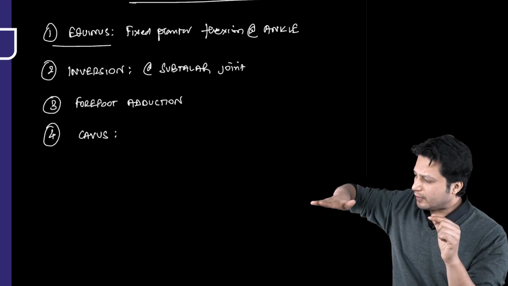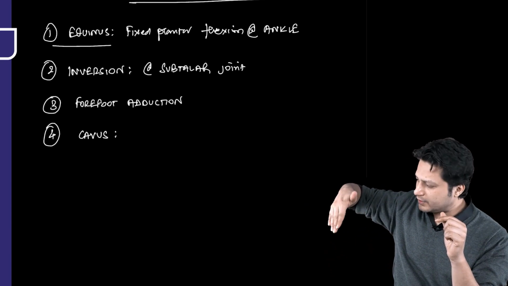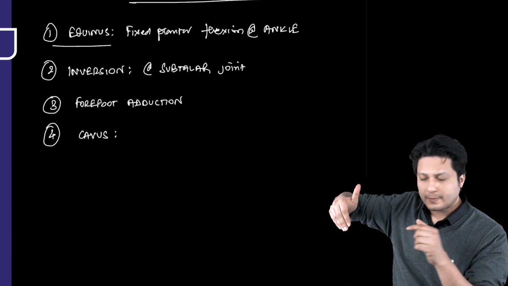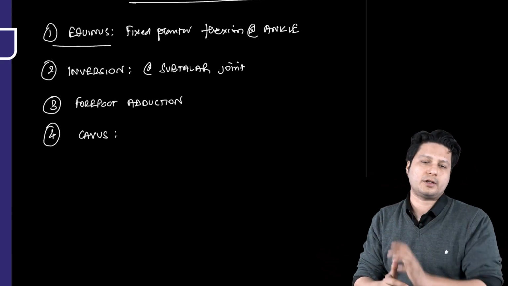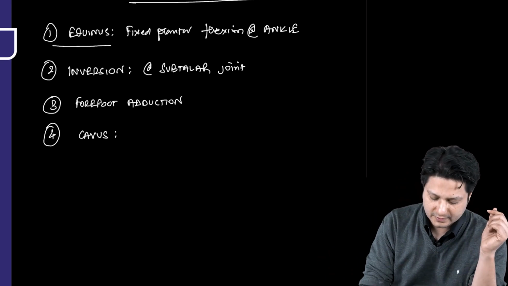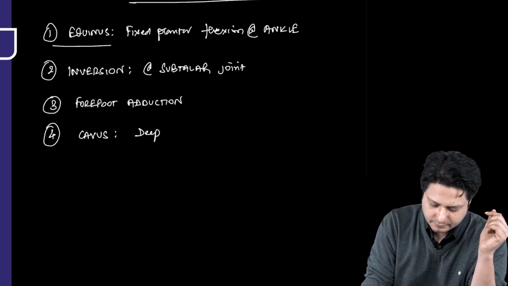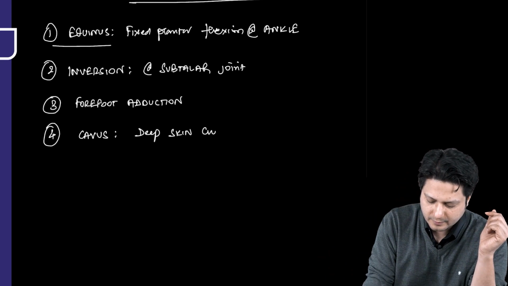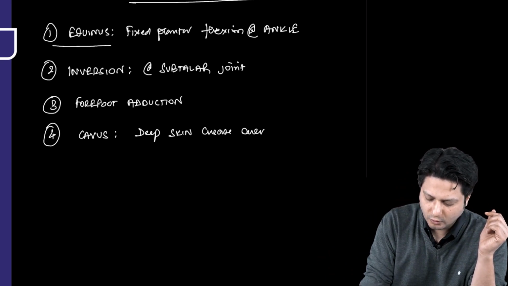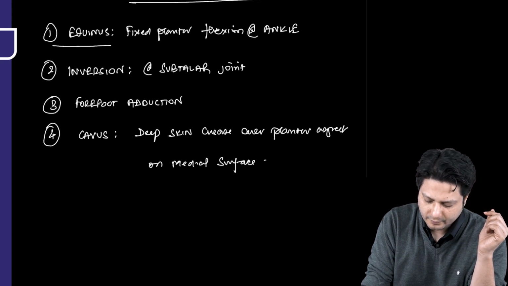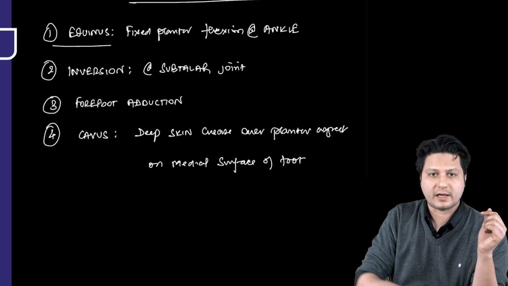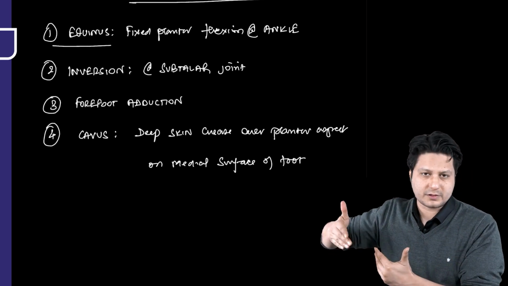Now imagine, if a patient is having an equinus deformity, inversion deformity, as well as forefoot adduction, then this entire plantar arch would be converted into a deep medial crease of the foot, and that is what is known as cavus. Alright, so cavus is the deep skin crease over the plantar aspect on the medial surface of the foot. That is known as cavus deformity.